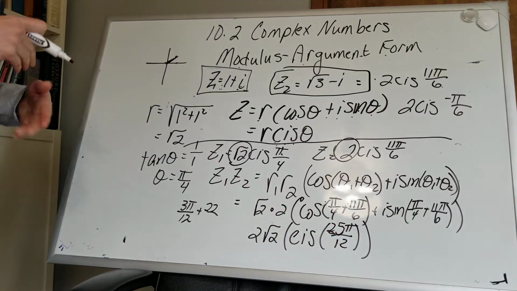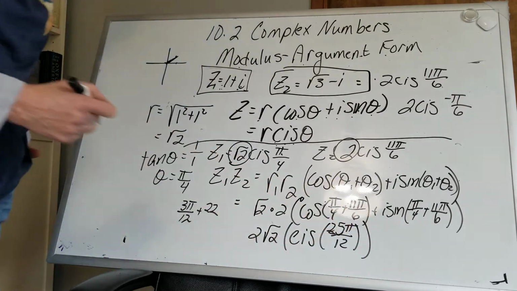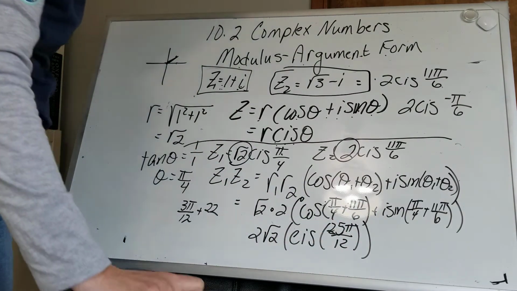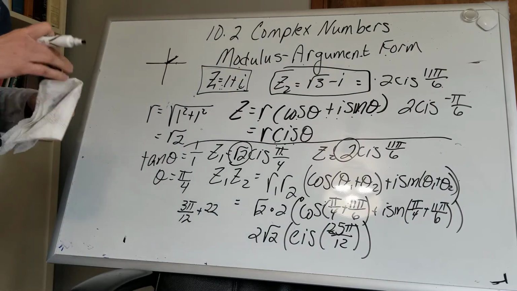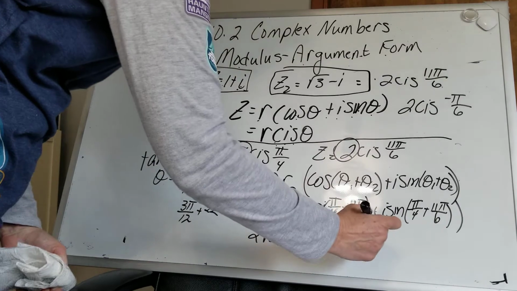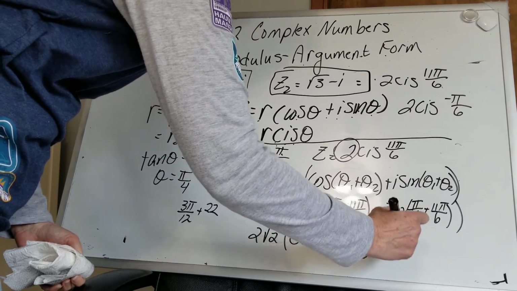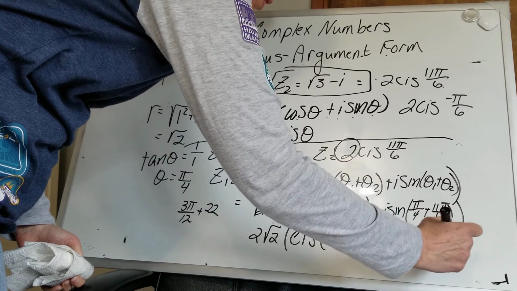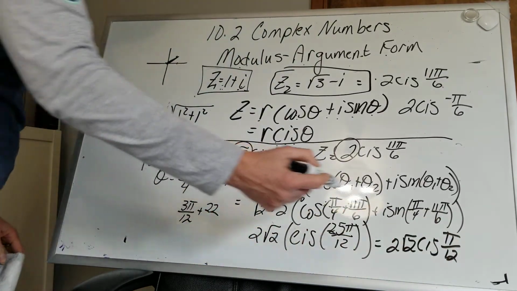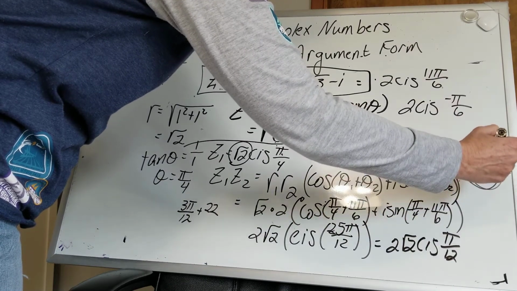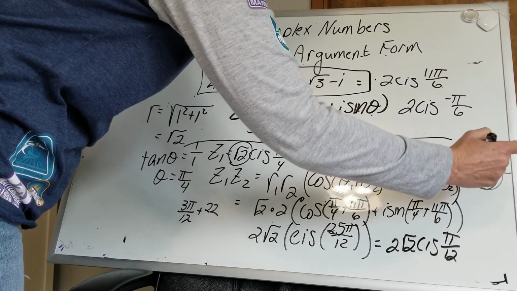Okay, now that angle is bigger than 2 pi. And we want to make sure we simplify. So pretty much all you're going to do is subtract 2 pi from it. So in this case, that'd be 24 pi over 12, which is then going to make it 2 root 2 cis pi over 12, right? Because basically what you did is you had gone all the way around the circle and then ended up at this same point.